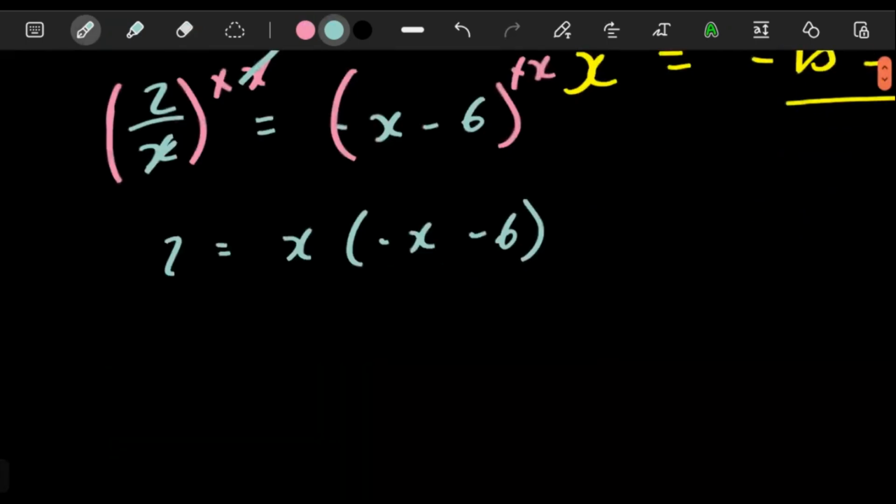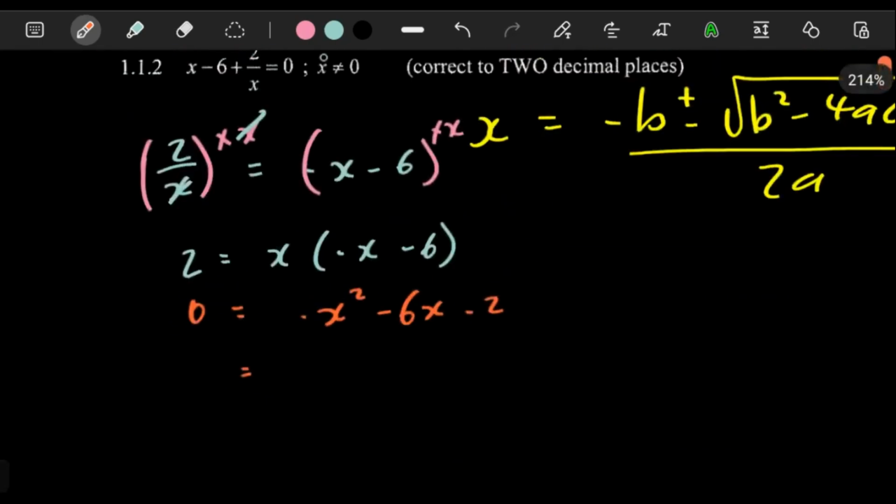And then this is almost like, you could have also said you can get an LCD. So let's see, if you multiply inside, you have negative x squared minus 6x. Then these two can come over. You have a 0 here. So here, solving for x, you can clearly see we can use our quadratic formula now.